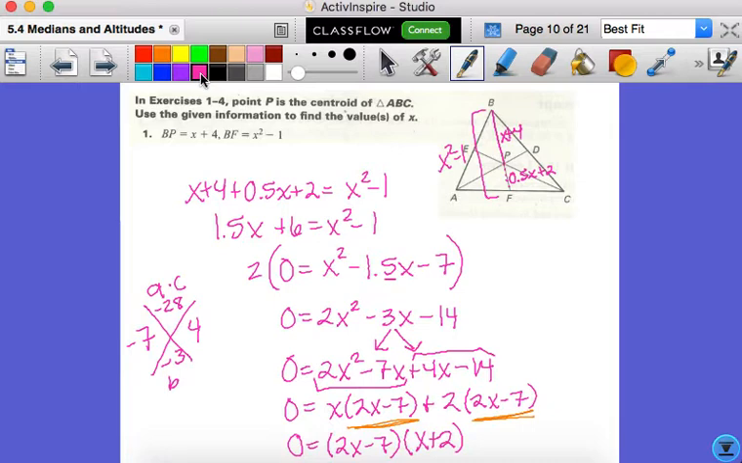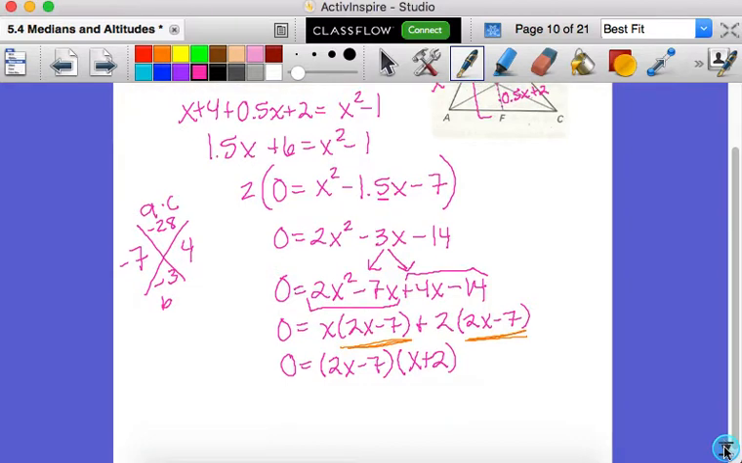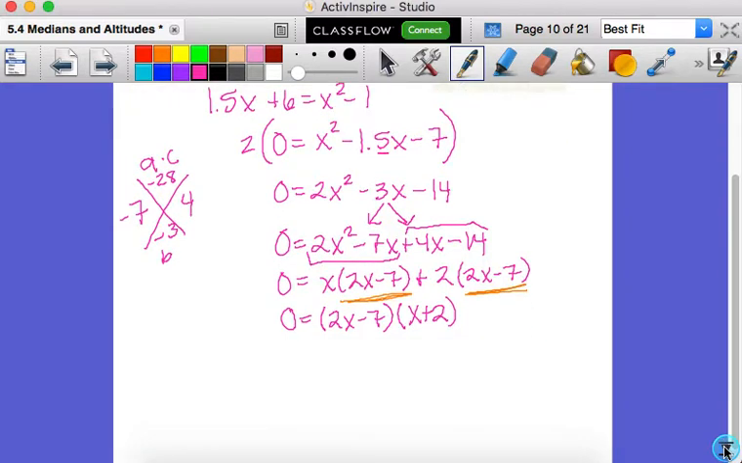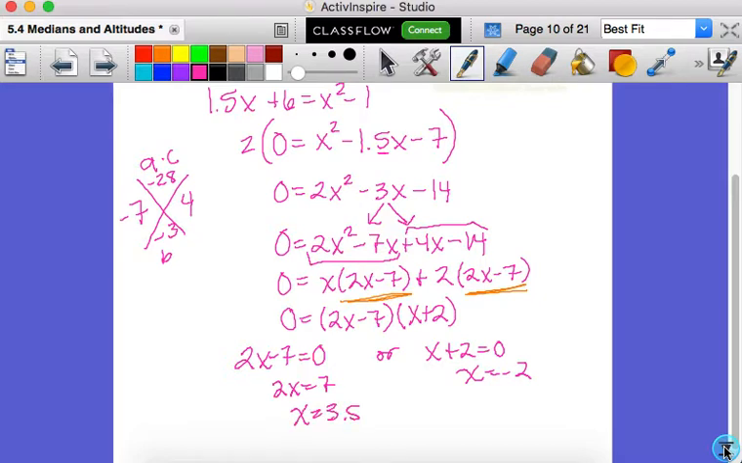Now at this point, I am still looking for the value of x, so I want to make sure that I now take both of those factors and set them equal to 0. So 2x minus 7 equals 0, or x plus 2 equals 0. And that will give me my two solutions to this problem. So I either have 3.5 or negative 2.